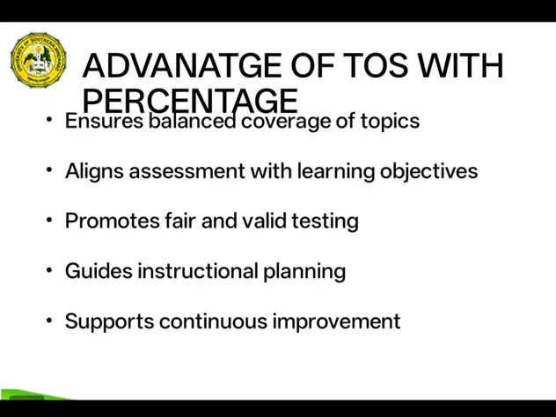Next is promote fair and valid testing. Weighing topics and skills with percentage prevents overrepresentation of less important topics and reduces bias, making tests fairer and results more valid. Next is guide instructional planning. Teachers can use the percentage to prioritize instruction and allocate class time accordingly. Last is support continuous improvement. Percentage allows teachers to analyze assessment outcomes related to topic weight. If students perform poorly in a high percentage topic, teachers know to adjust instruction or provide remediation in that area.